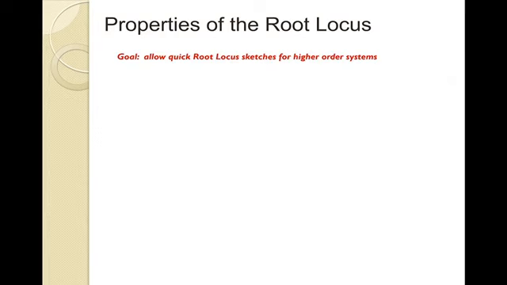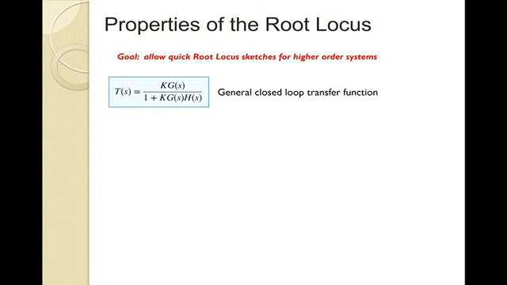Now, some of the properties of the root locus we want to discuss next. Here we have a goal, which is to allow a quick root locus sketch for higher order systems. What we saw there was a second order system. Not everything in life will be second order. We might have third, fourth, fifth, even higher order systems. So our goal is to teach you some of the principles of quickly sketching that root locus. And so first we're going to introduce a general closed loop transfer function, T of S, as we're showing here.